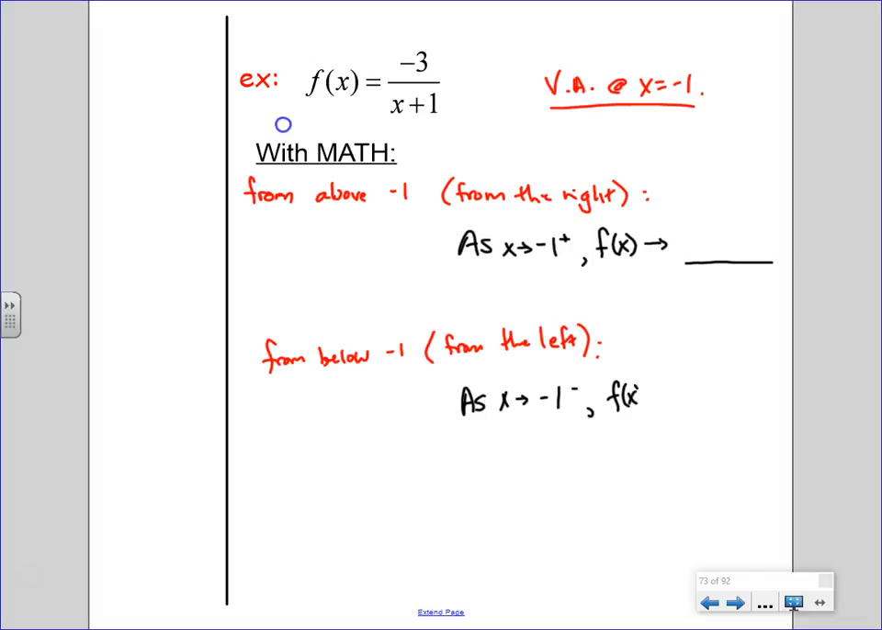It's a little bit weird because x has to come in towards a number from two sides. So to show those two sides, we put a little plus in the exponent and a little minus in the exponent, okay?